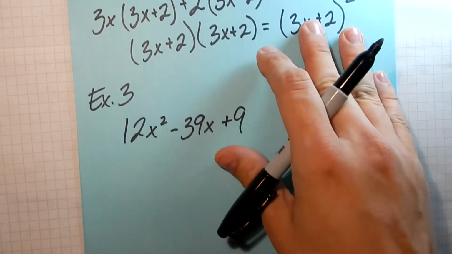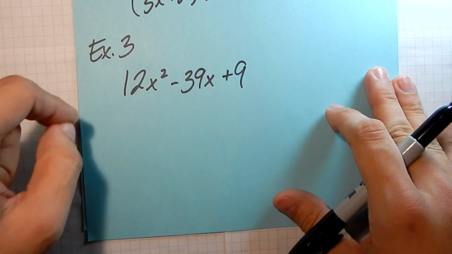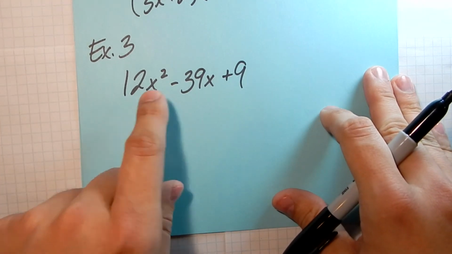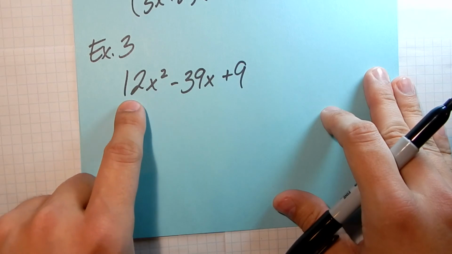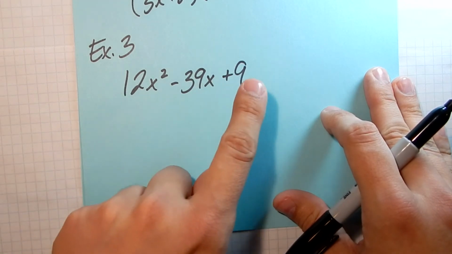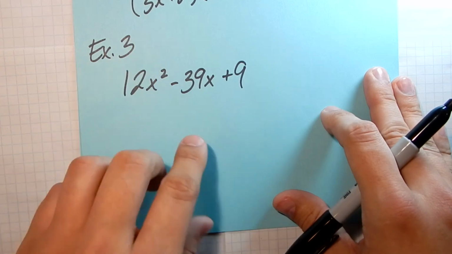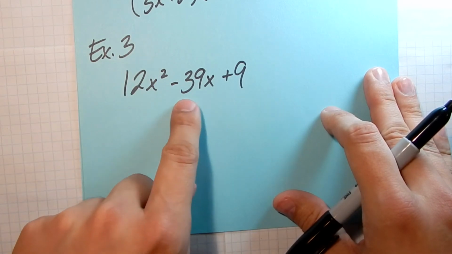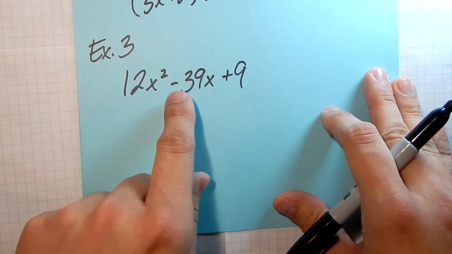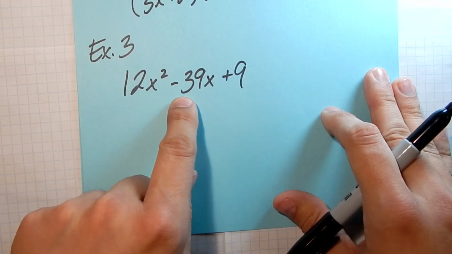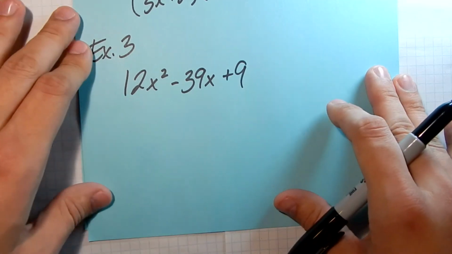All right, third example. So this one, we have 12x squared minus 39x plus 9. Oh, hey, this is divisible by 3, that's divisible by 3, and this is divisible by 3. The big key for noticing if numbers are divisible by 3 is if we add up the digits. So 1 plus 2 is 3, that's divisible. 3 plus 9, that's 12, and we already said 12 is divisible by 3. And then 9, we know, is 3 times 3.